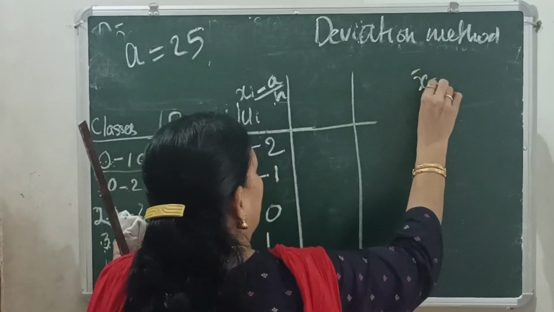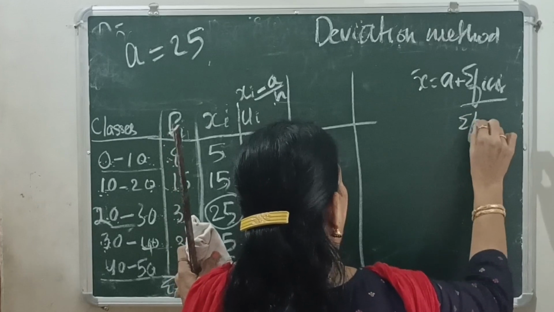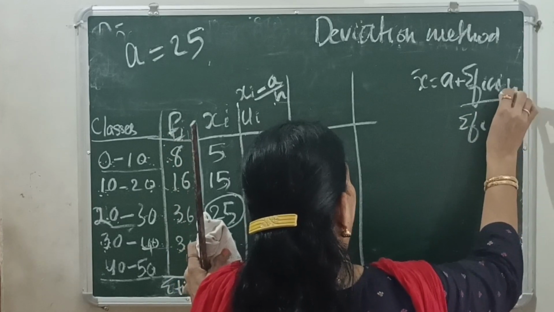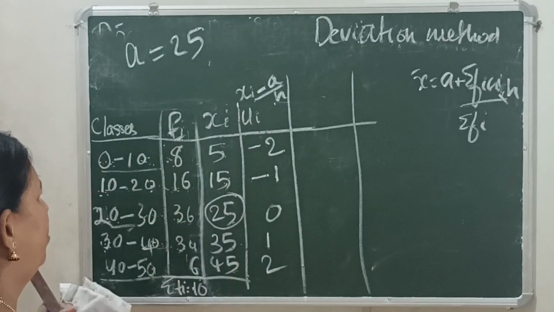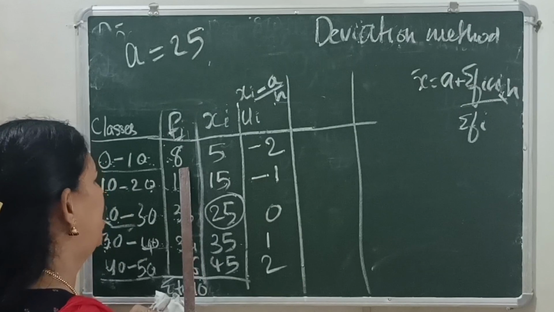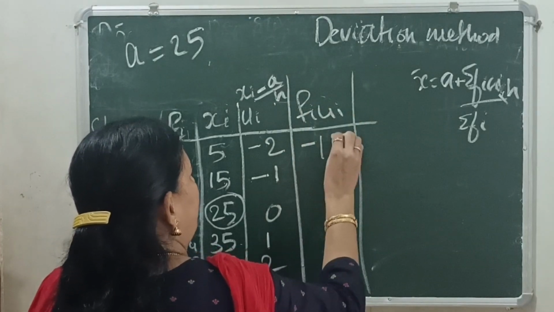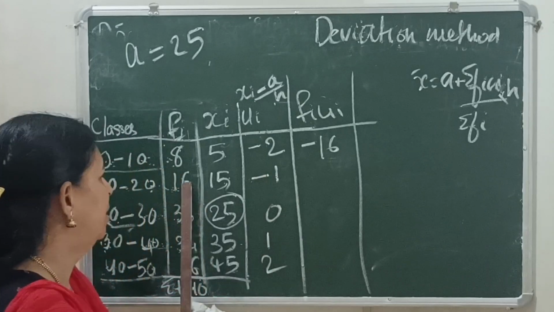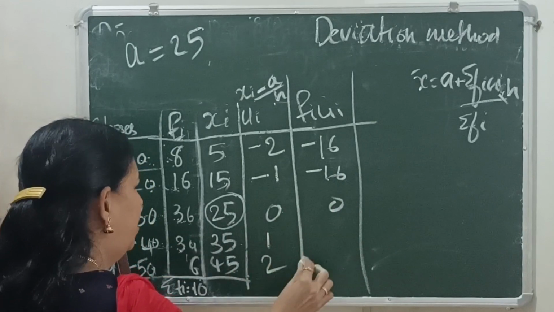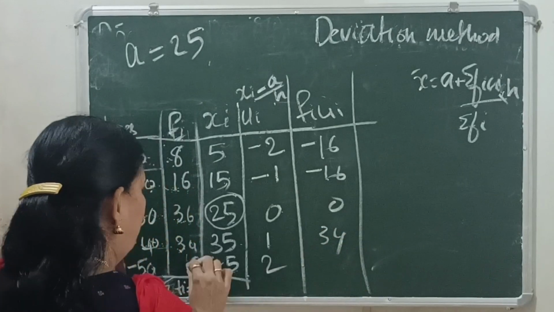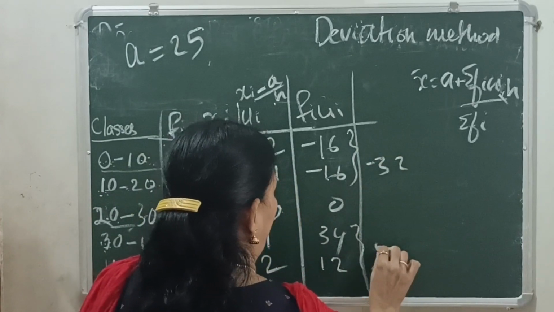Next, x bar equal to A plus sigma fi ui divided by sigma fi into h. Then for finding fi ui, we have to multiply the fi and ui columns. The fi column first value is 8, the ui column first value is negative 2, so 8 into negative 2 is negative 16. 16 into negative 1 is negative 16. 36 into 0 is 0. 34 into 1 is 34. 6 into 2 is 12. Then adding these, negative 32 and 46.